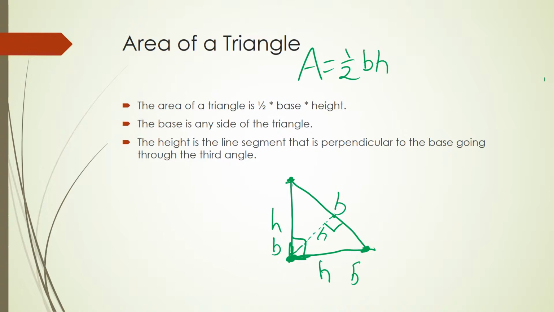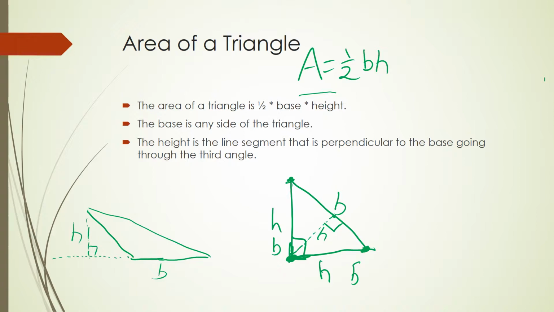Sometimes it could be a side, sometimes it has to go through the object, sometimes it could go outside the object. So you'd only be dealing with the height outside the object if you're dealing with an obtuse triangle, meaning you have an angle that is greater than 90 degrees. So if we were dealing with this, then all we'd have to do is extend out the base. So if this was my base, and then drop down perpendicular, so this would be the height.